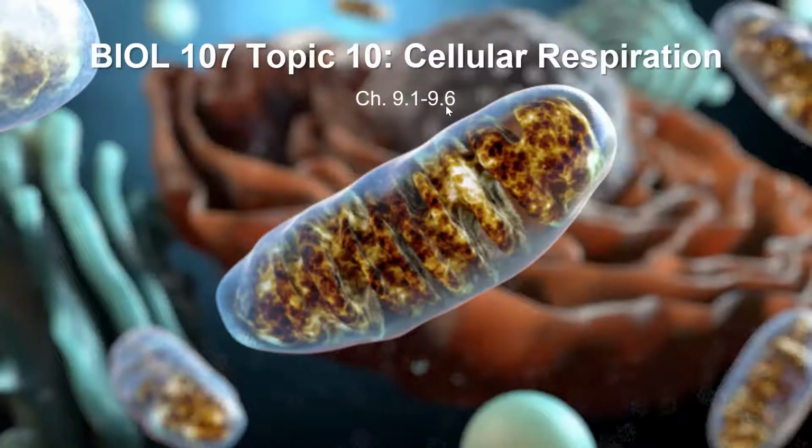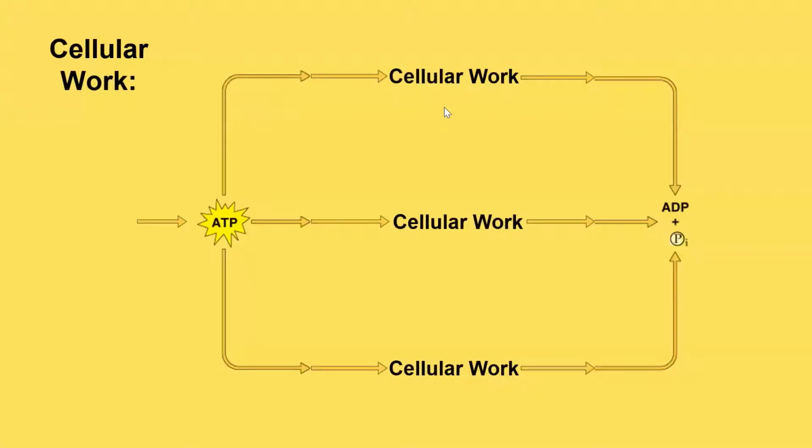Okay, so cellular respiration. We had finished off talking about energy and ATP and enzymes. And so I just want to go back and remind you why we need this ATP. We need this ATP because our cells want to do something called cellular work. So just a quick reminder what that means. Cellular work means quite a number of things.